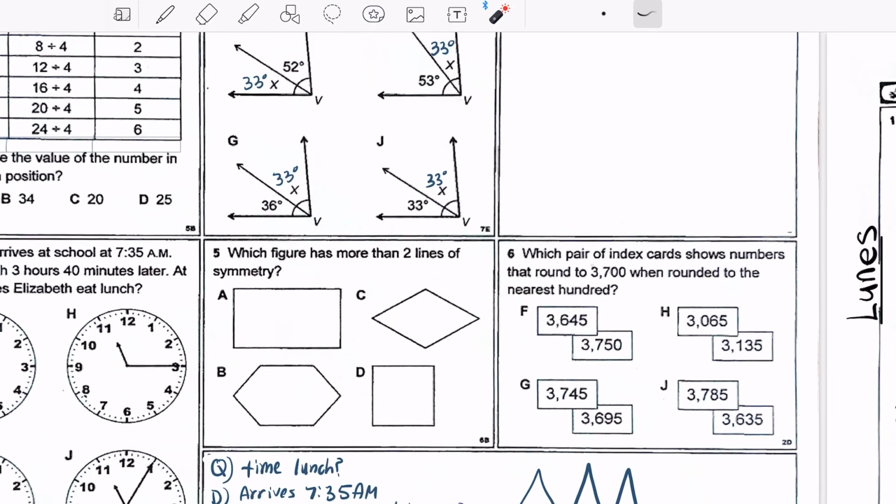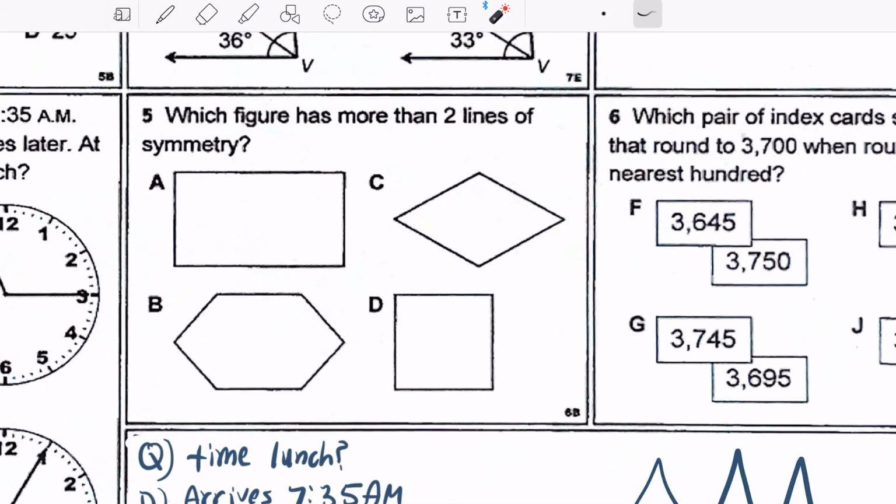For number 5, it says, which figure has more than 2 lines of symmetry? Remember, guys, symmetry is when you can fold a shape and you're folding it this way, right? So this would be a line of symmetry because I can fold this shape this way and it would match perfectly. I could also fold it this way, and it could match perfectly. If I try to fold it over this way, it would not be able to match.